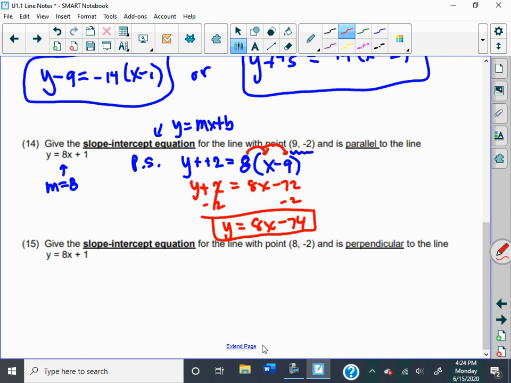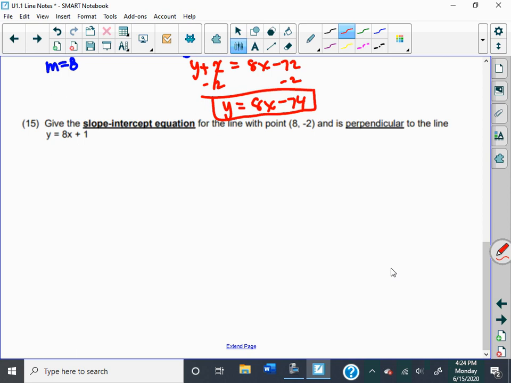All right, last one. Again, slope-intercept form is what they want. They give you a point, but now they want it to be perpendicular. So perpendicular lines have opposite reciprocal slopes. So since this slope is 8, we have to change the sign and flip the fraction. Well, if we flip 8 to a fraction, that's really 8 over 1. That would be negative 1 over 8. So that's the perpendicular slope. And then we're going to use the point 8, negative 2.